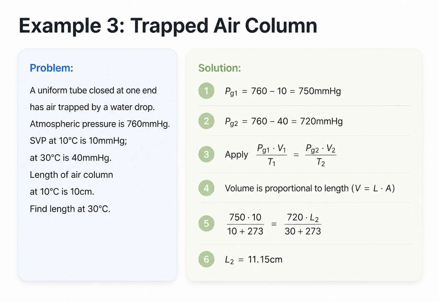Since the tube has a uniform cross-section, the volume of the gas is directly proportional to the length of the air column. We use the combined gas law, substituting length for volume, and solve for the new length, L2, which comes out to 11.15 centimeters.